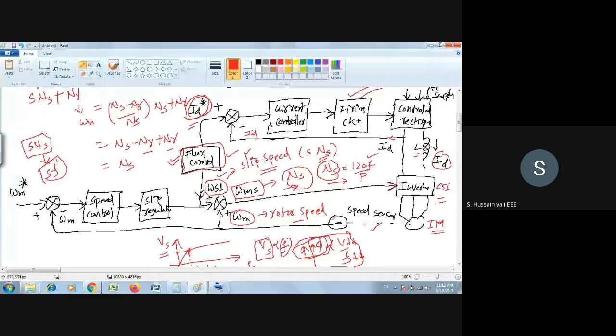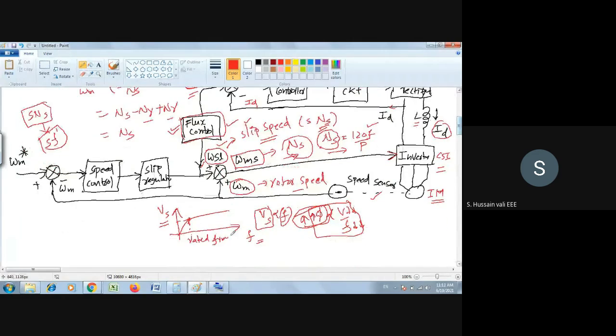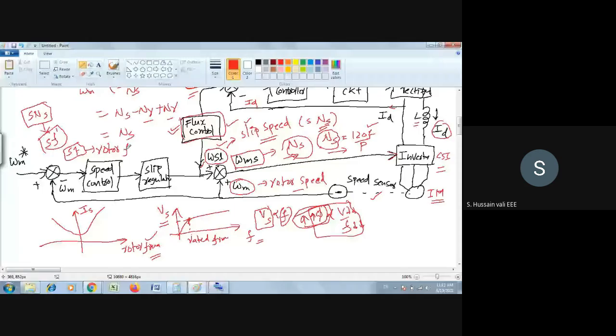Last class we have drawn another graph. I will just recall the graph here. It is the stator current, and it is the rotor frequency. So there is a relationship between them. You must recall the induction motor operation: S F is the rotor frequency. So the rotor frequency is related to the stator current.